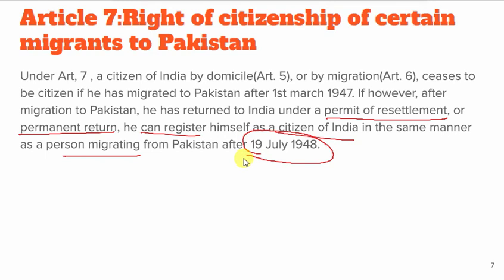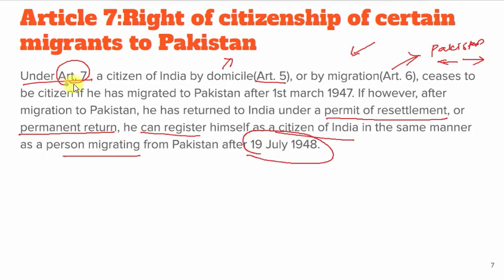It's just simple, I'm going to decode it for you all. Under Article 5, a person has to be a domicile in India. Or under Article 6, he must have been an immigrant from Pakistan, with the timelines of before 19 July 1948 or after 19 July 1948. That's how residents of Pakistan who decide to be in India are covered.